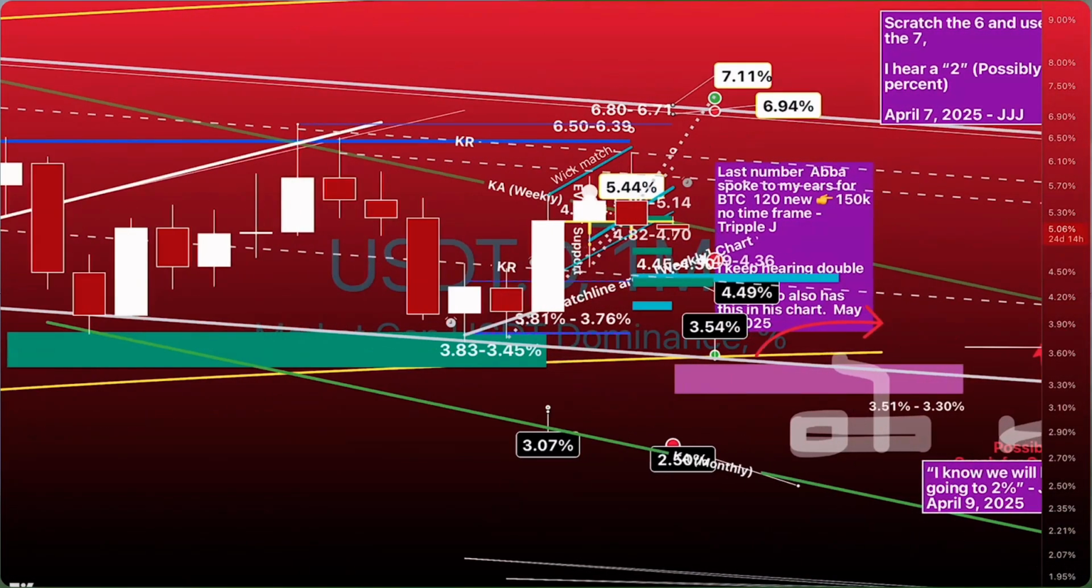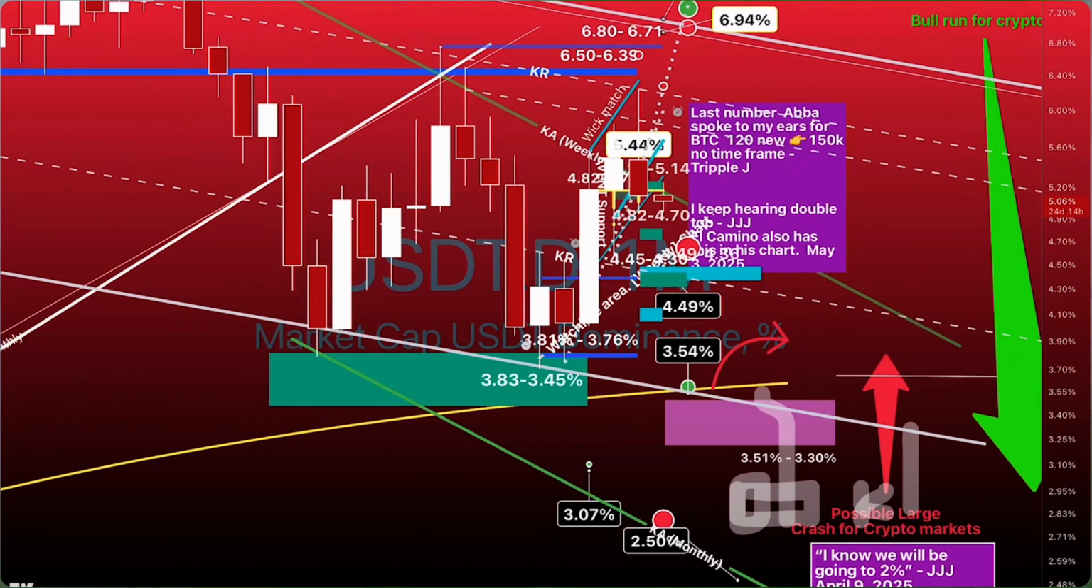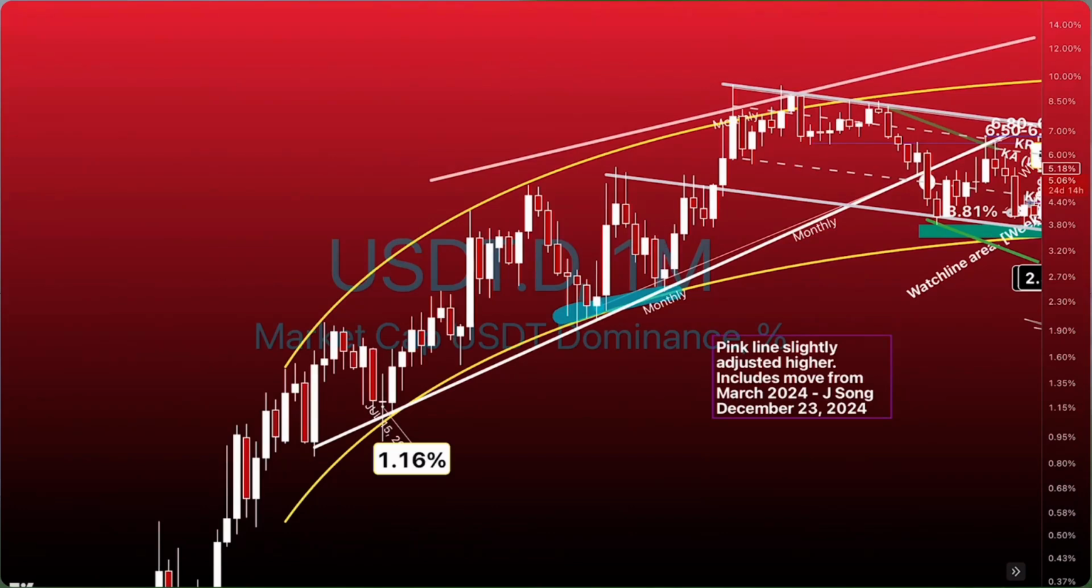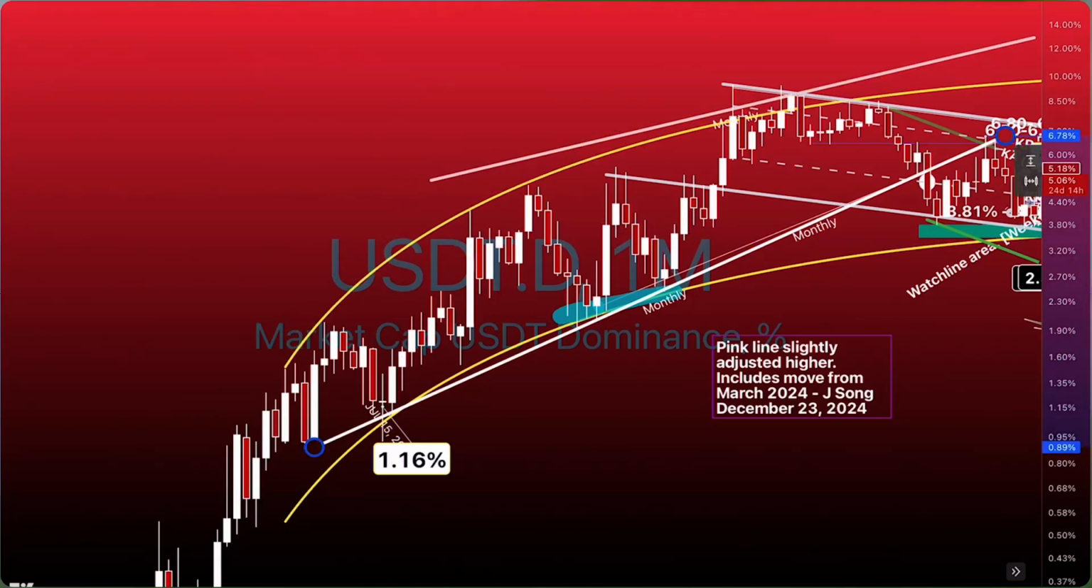Our day starts at USDT.D. This is a look at the monthly chart for USDT.D. It's always a great thing to remind ourselves of this very large curvature on USDT.D. I have a top. This is going to be our parabolic top up here. Our bottom will be about right here.